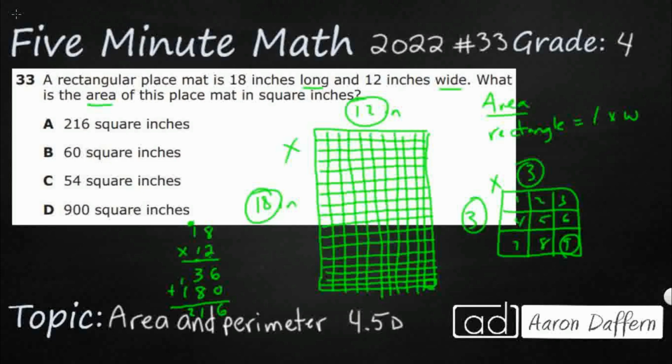There are some other ways to do that. If I were to add up all 4 sides, that'd be the perimeter. And if I added up all 4 sides, I'd get the 60 right here. Of course, that'd be incorrect because that's not what we're looking for. Our answer here is going to be A, 216.